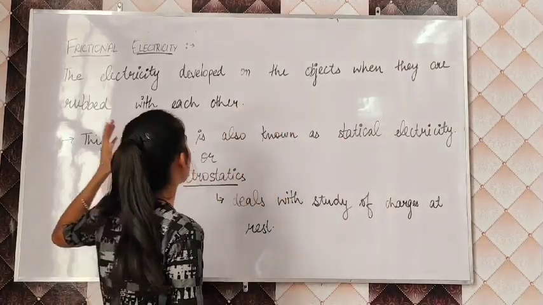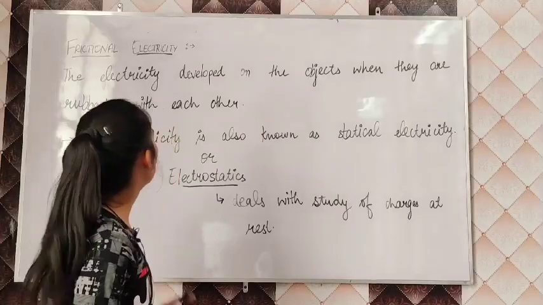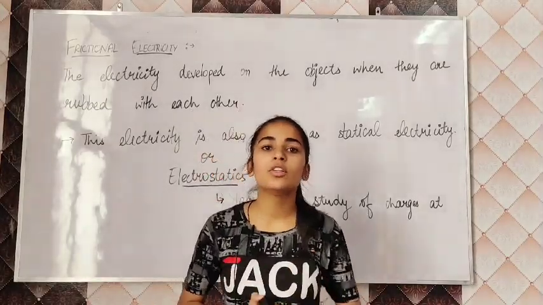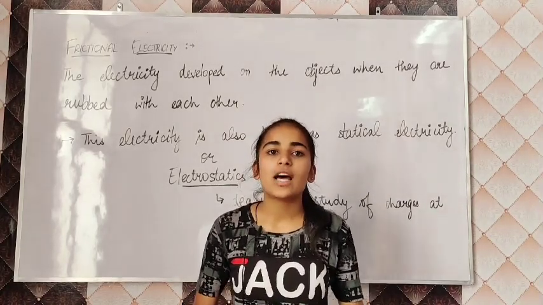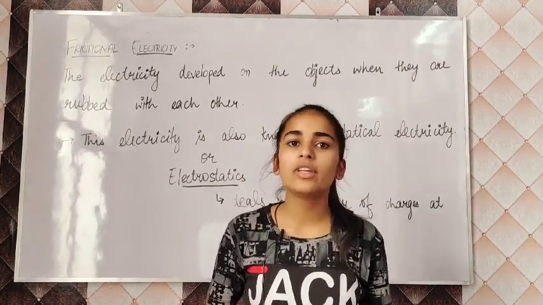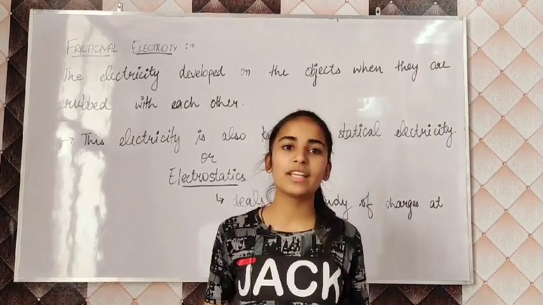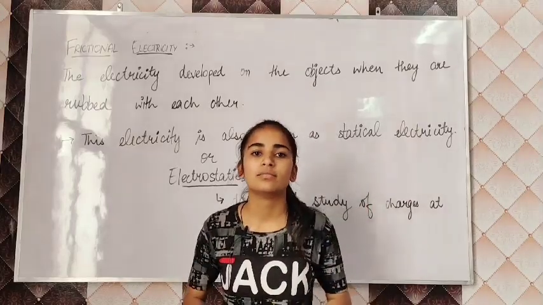Here is the definition of frictional electricity: electricity developed on the objects when they are rubbed with each other. This electricity can also be known as static electricity. Why? Because the charges are at rest. Also we can call it electrostatics only. What is electrostatics? It is the science which deals with charges at rest.